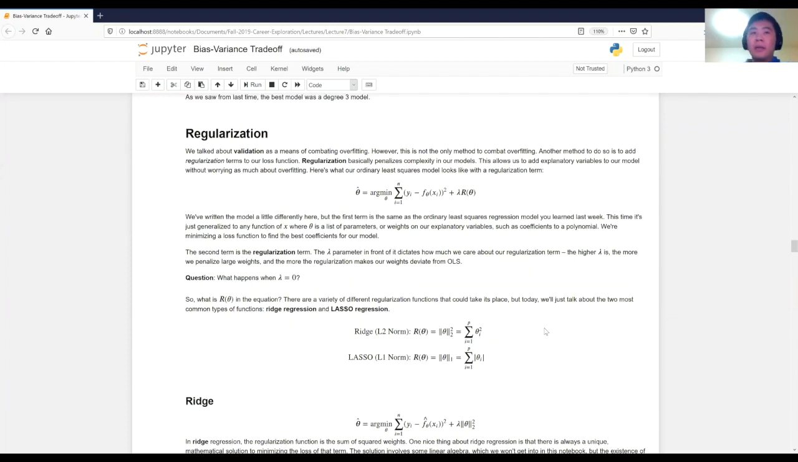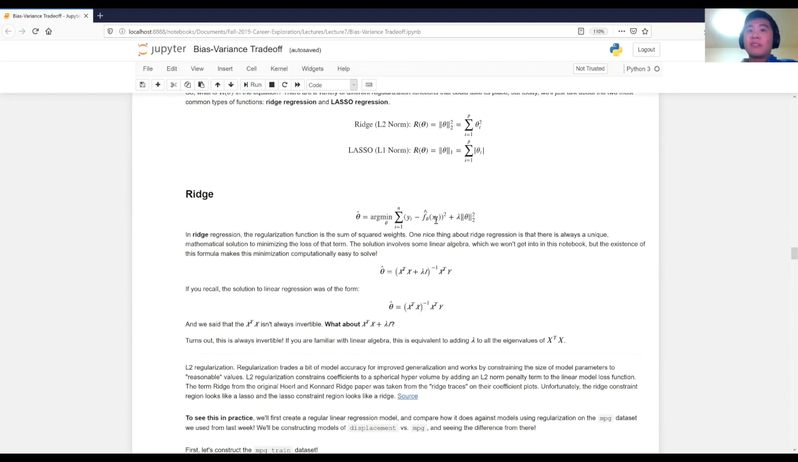So intuitively, the more we increase our regularization penalty lambda, the more we will reduce variance. But let's think about what happens if we set the lambda value to be equal to 0. In this case, we essentially zero out the term lambda times R of theta, which means that we have our original expression as in ordinary least squares, which is just y minus f of x squared.